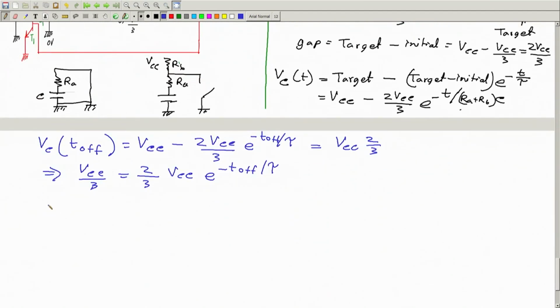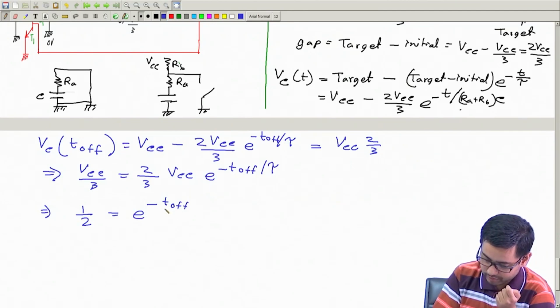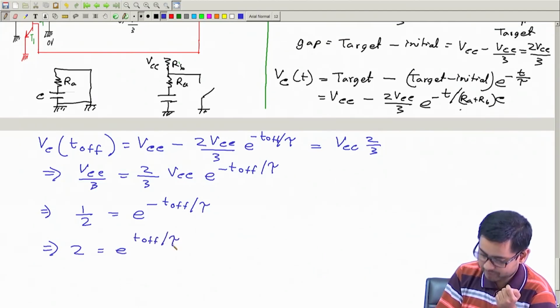Now from this, VCC goes away, 3 goes away, only this 2 is required. So I can write that 1/2 is equal to e to the power minus t off by tau. From this, 2 is equal to e to the power t off by tau.